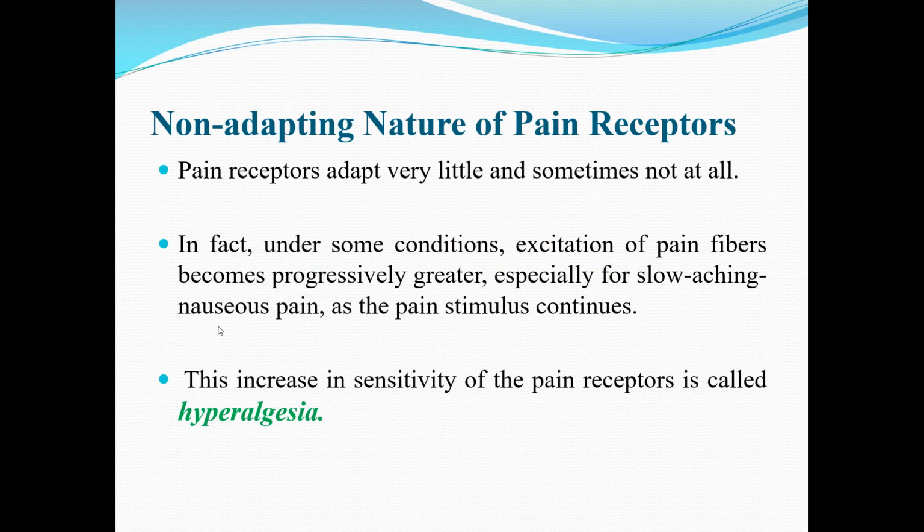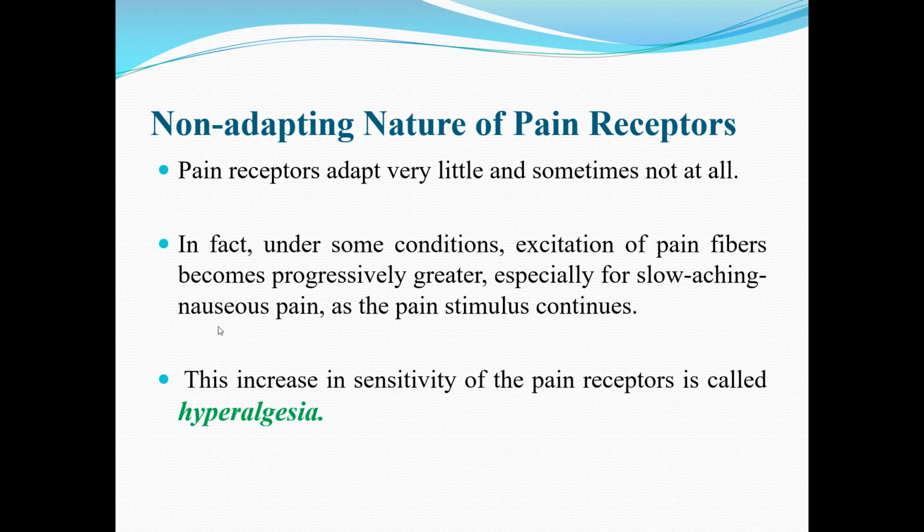Now, up till now, what we have learned in the sensory system is that there is a sort of adaptation regarding the different sensations, but regarding this pain sense, we have no adaptation in nature. The pain receptors adapt very little and sometimes not at all. In fact, why? Because it is protective in nature. It continuously tells us that we have to save our deep tissues or some superficial tissues, something wrong is going on and we have to cater to it.